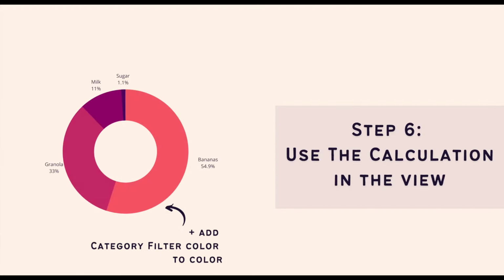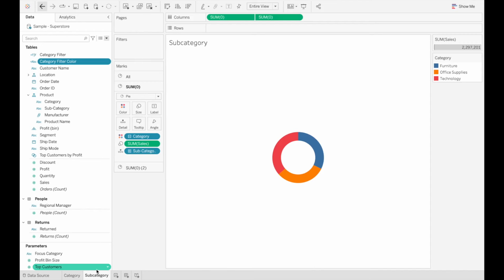Now our next step will be very quick, but also very important. We're still here on our subcategory pie, and we want to substitute category with our newly created category filter color. So we're gonna color our pie chart by category filter color. And if you look now at the legend, you will not see the normal category names or labels. You will see T plus the category name or F plus the category name, which is the result of the calculation we just created.